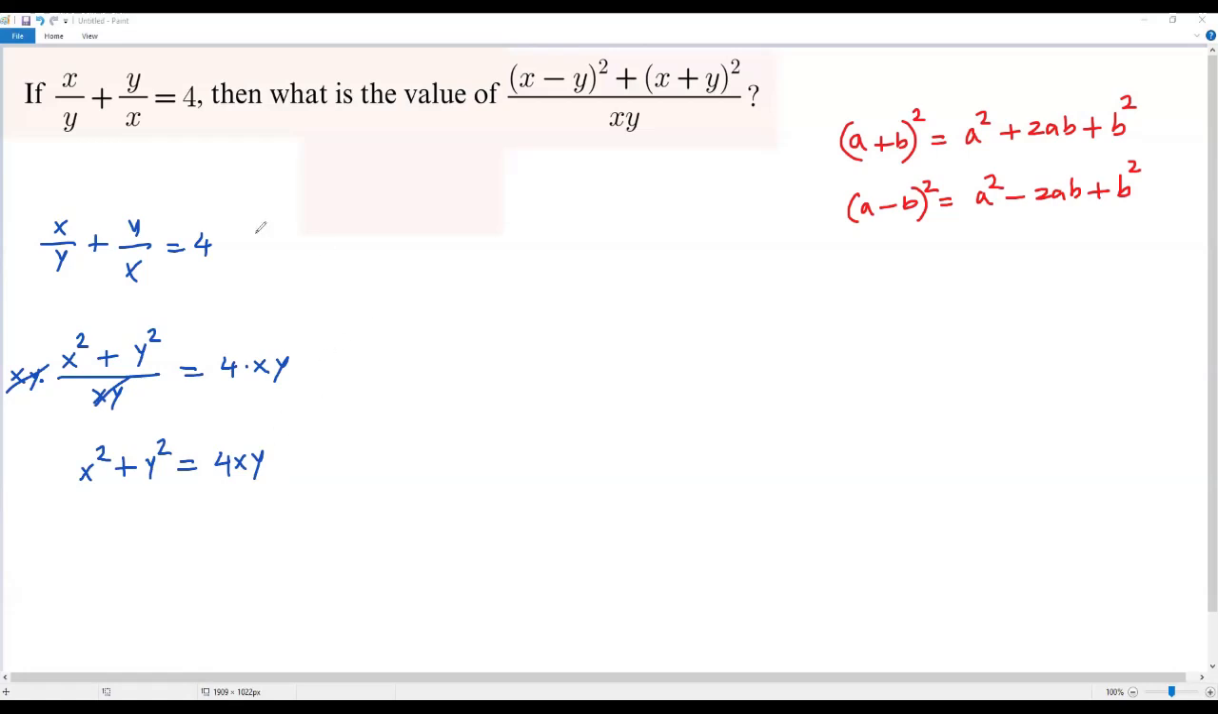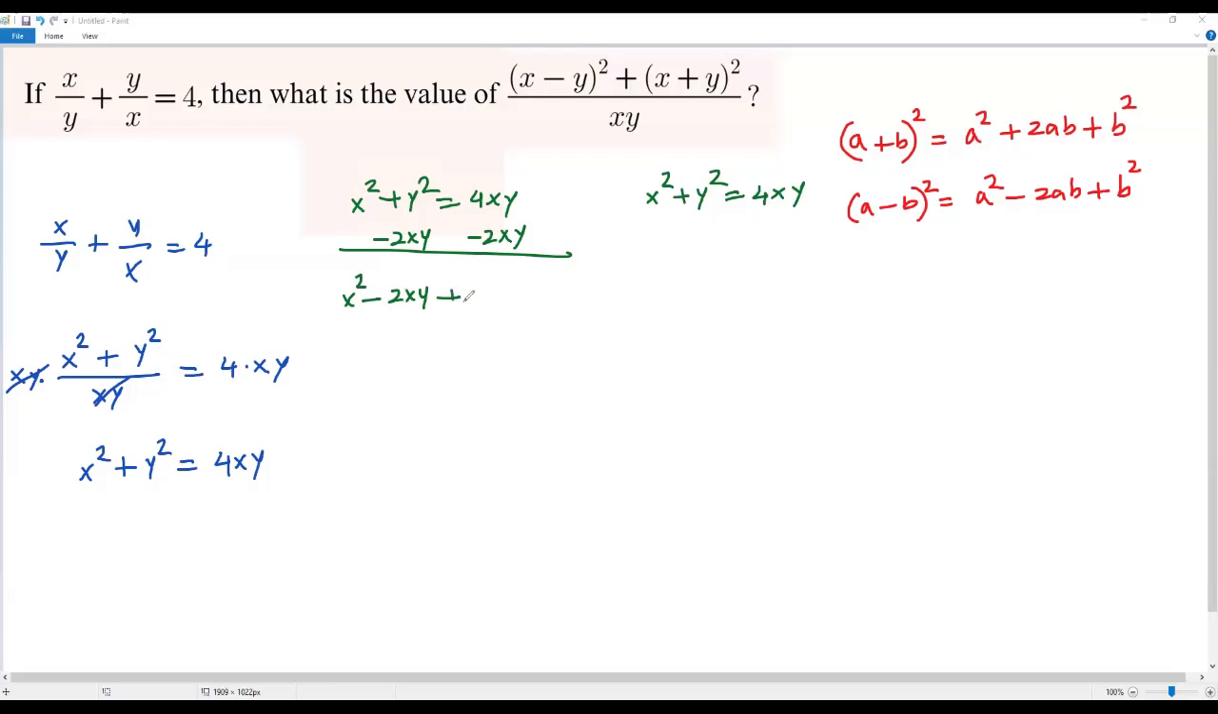Now in this equation, x² + y² is equal to 4xy. I'm going to do two things here. The first thing, I'm writing the same equation again, x² + y² = 4xy. In my first step, I'm going to subtract 2xy from both sides. When I subtract 2xy from both sides, the expression on the left side will be x² − 2xy + y². On the right side, when I simplify 4xy − 2xy, I'm just getting 2xy.